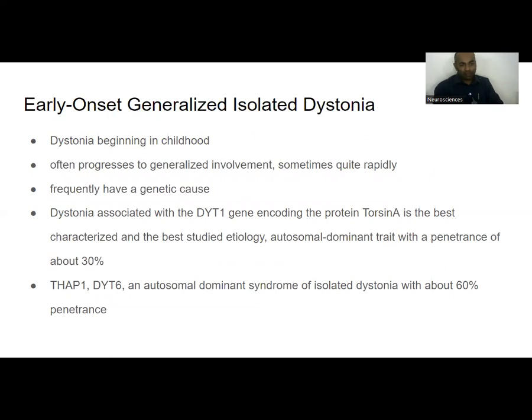Let's see some of these syndromes. The syndrome of early onset generalized isolated dystonia. We may not be seeing this, as mostly pediatric neurology will see it. Dystonia beginning in childhood often progresses to generalized involvement, sometimes quite rapidly. We frequently have a genetic cause like DYT1 torsin mutations, DYT6 THAP mutations. So that is early onset generalized isolated dystonia. That's a syndrome.